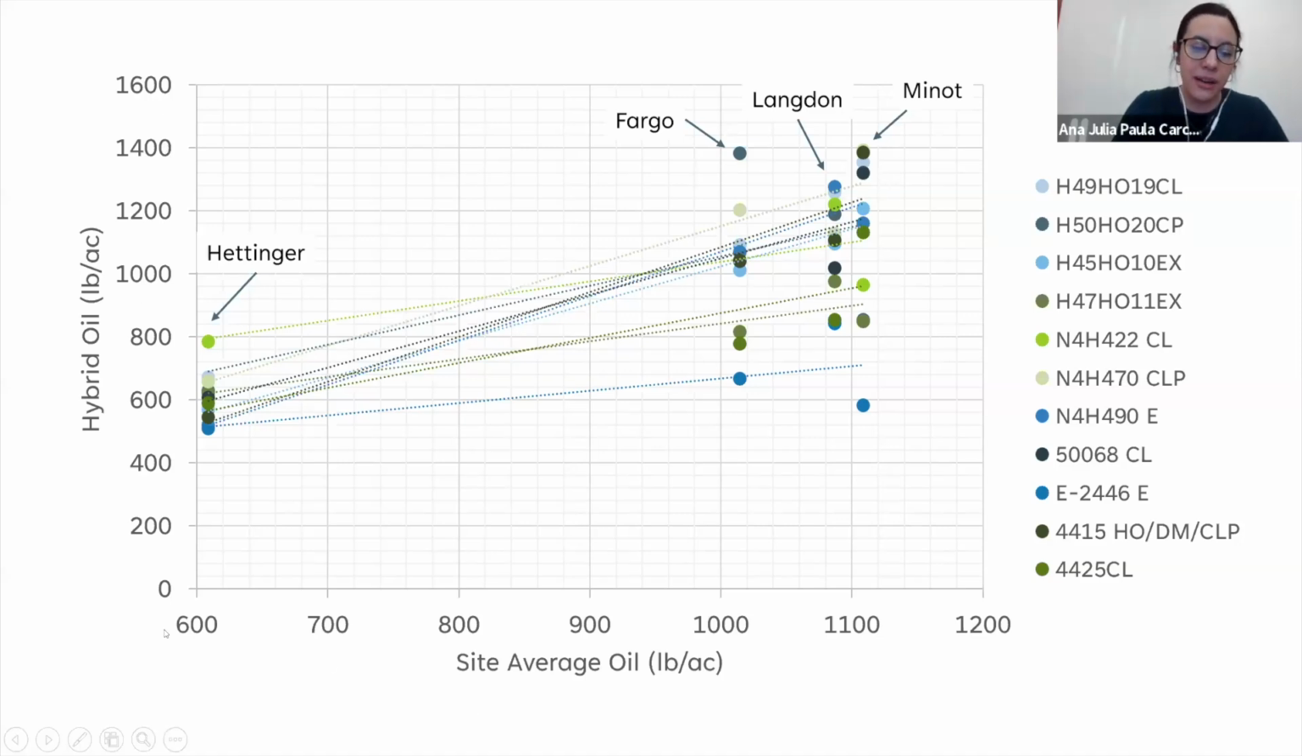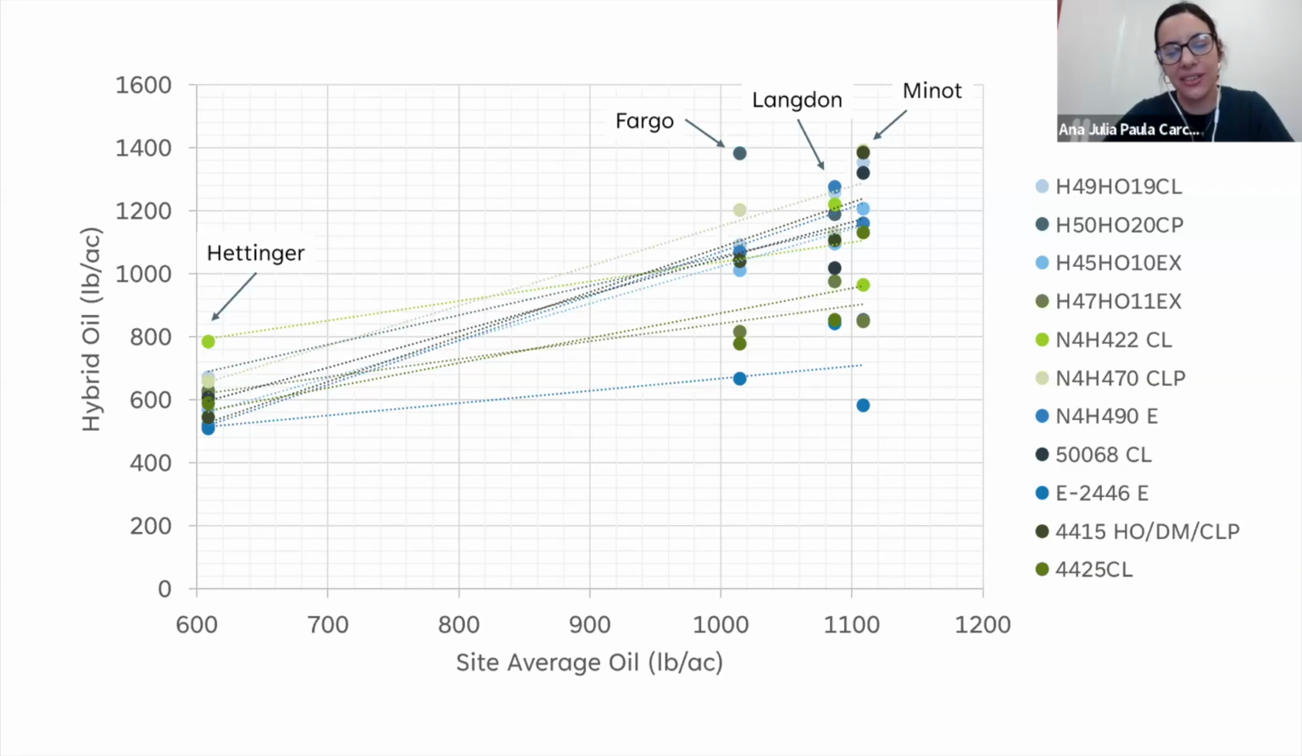And here, we have the site average in the x-axis representing the sites, and in the y-axis we have the hybrid oil and the individual hybrid values. So what we can see here is that, okay, all the values of Hettinger are pretty much concentrated. There is not much difference between the hybrids. And then when we go to Minot, we can see that there is quite a variability in terms of yield. And what I was going to talk about today for this slide is the stability and potential, and I haven't forgotten about that yet.